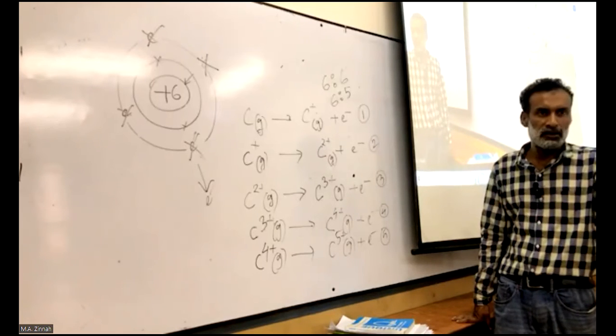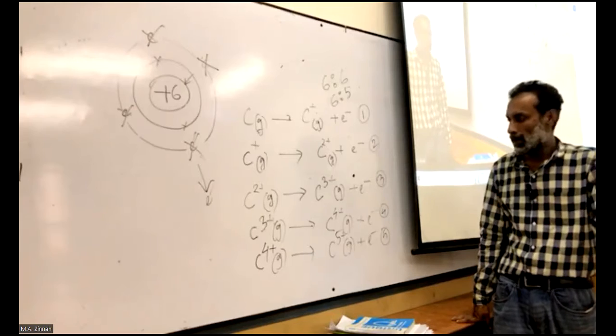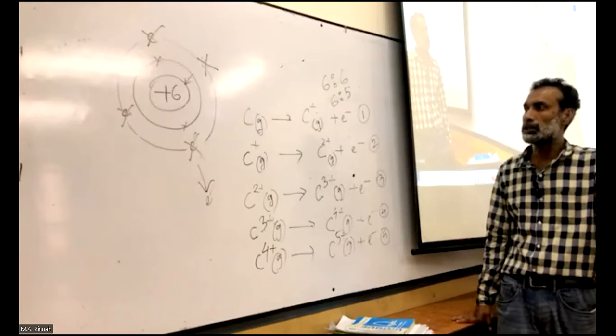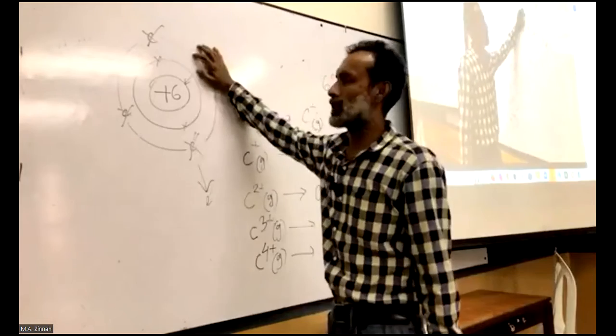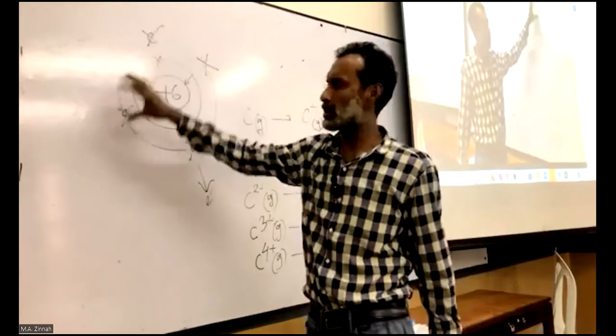You can see, right? This is not good. You should see. When this electron is gone, that is the first ionization; this gone, second ionization; this gone, third ionization; this gone, fourth ionization.